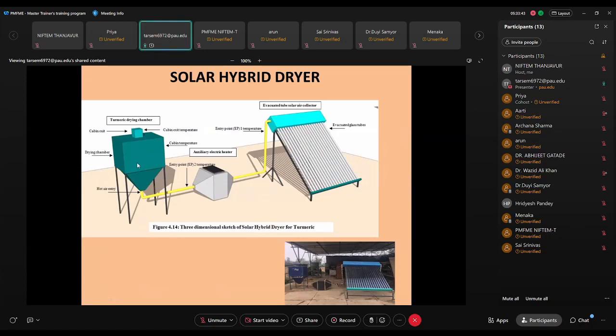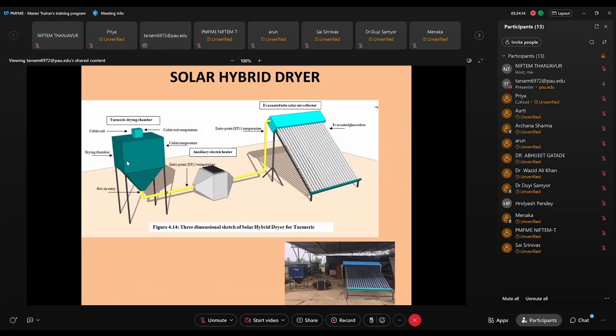About 50 kilograms of material can be loaded, and this can be dried within almost 48 hours, depending on the type of crop. For turmeric, it may take 48 to 60 hours. For other crops, like forest crops or leaves, say fenugreek leaves or curry leaves, it may take just 4 or 5 hours to dry the produce.